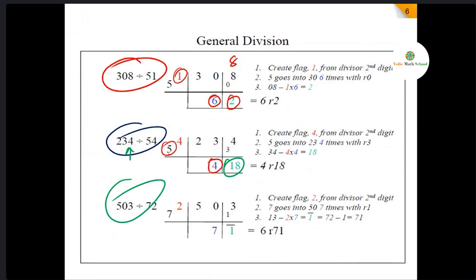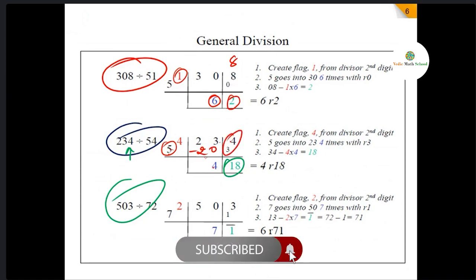4 times 4, 5 4s are 20. 23 minus 20 is what? 3. This is the 3. Earlier we wrote down 0 here. Now the remaining is written here, so this will become 34.